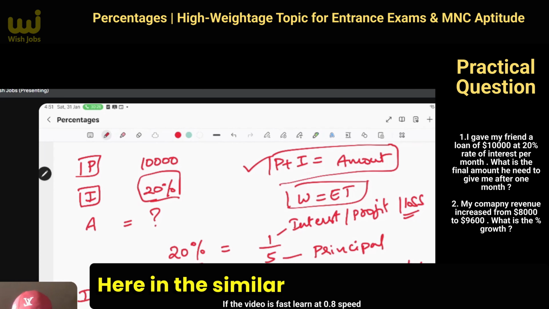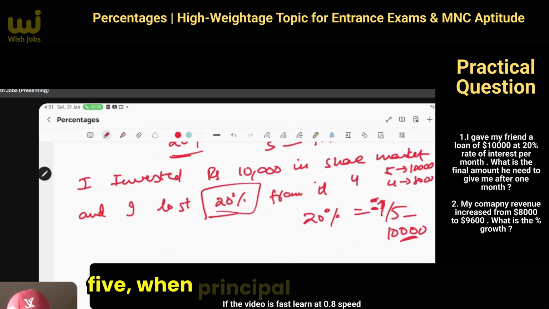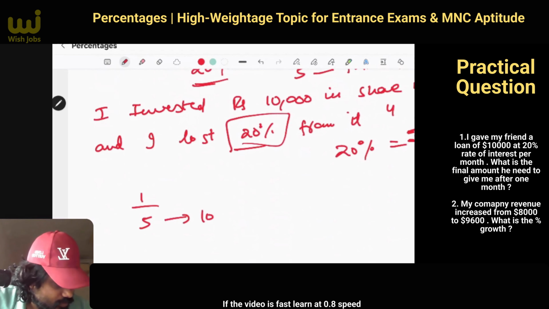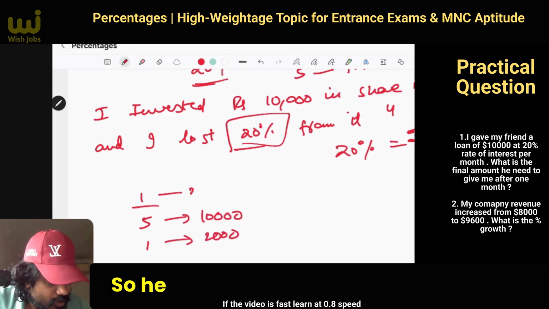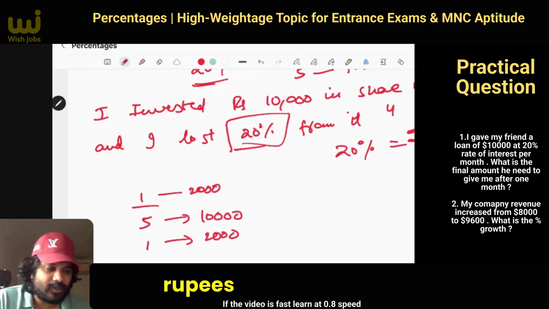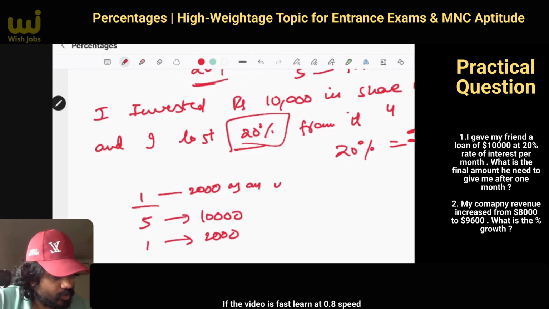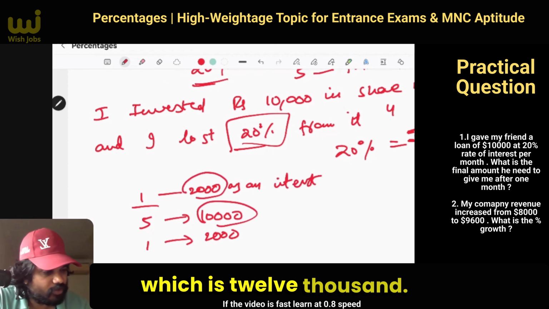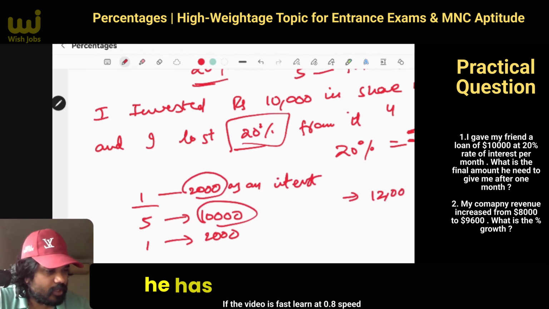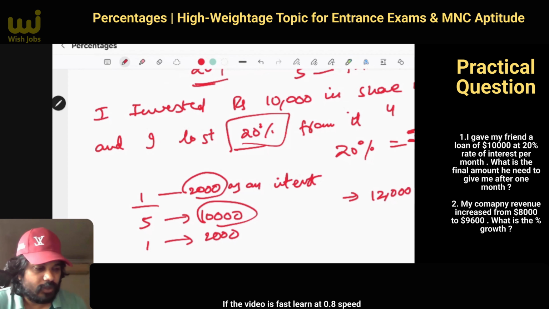In a similar manner, 1 by 5, when principal is 10,000, 5 becomes 10,000, so 1 will become 2,000. So he got a profit of 2,000 rupees as interest. So he has to return both the 10,000 principal plus interest, which is 12,000. In the first scenario, he has to give you 12,000.